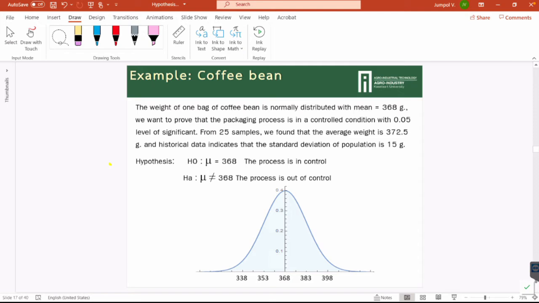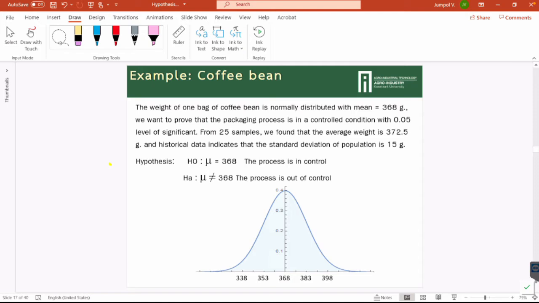We set the null hypothesis to be mu equals 368. And if the null hypothesis is accepted, the process is in control. And the alternative hypothesis is mu is not equal to 368. So the level of significance, which is alpha, is 0.05.